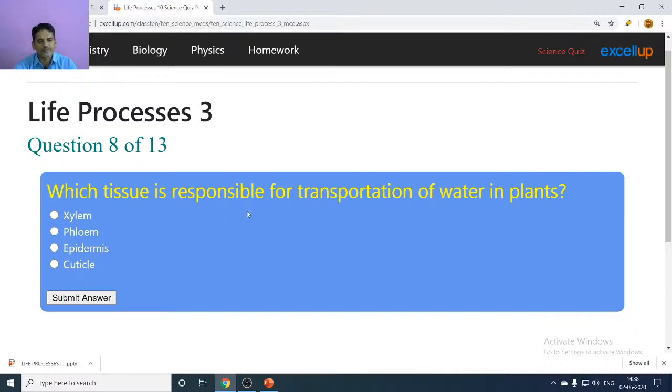Which tissue is responsible for transportation of water in plants? In plants, xylem. Which tissue is responsible for transport of food in plants? This concept we are going to discuss in the next class. The conducting tissues in plants are xylem and phloem. Food is transported by phloem.